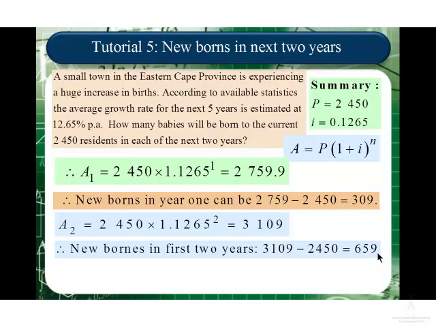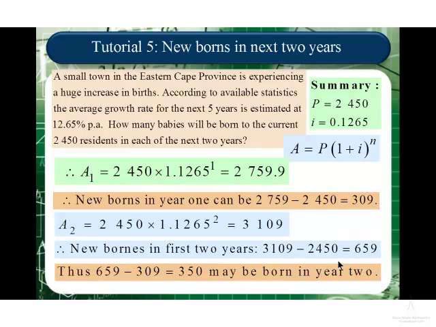In year 2, of course, we must still subtract the number of babies that we estimated were born in year 1. So 659 minus the number of babies born in year 1 gives us the estimated number of babies born in year 2 of this particular growth period. That then settles the answer for tutorial 5.